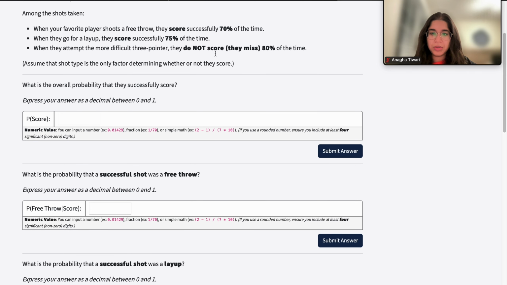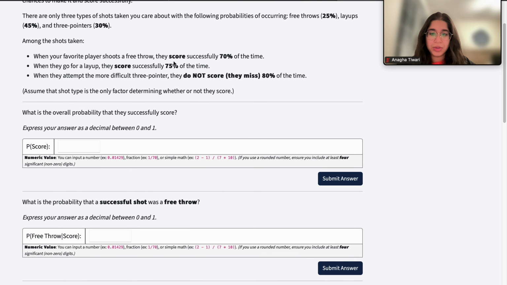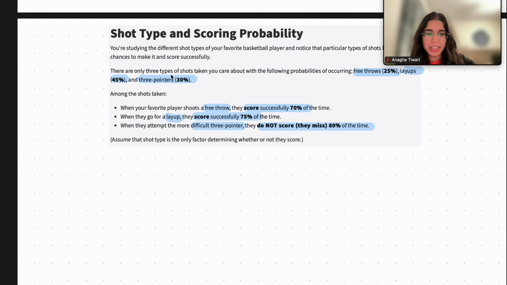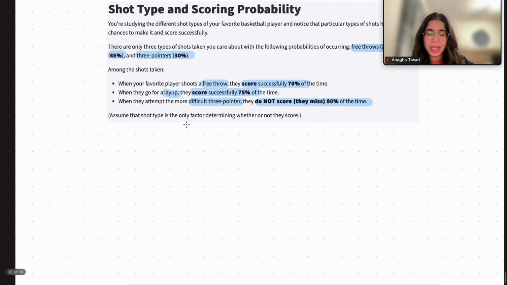And yes, you can use the formulas, you can use Bayes theorem to do this. That is a perfectly valid approach as well. But the approach I'll be taking here is making a table to display all my probabilities.